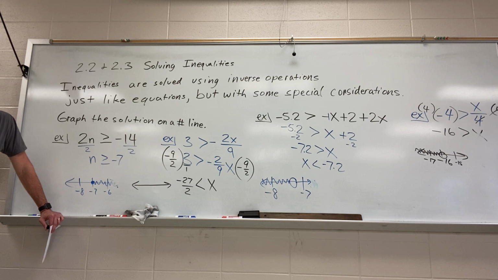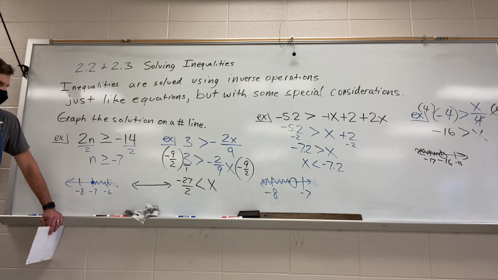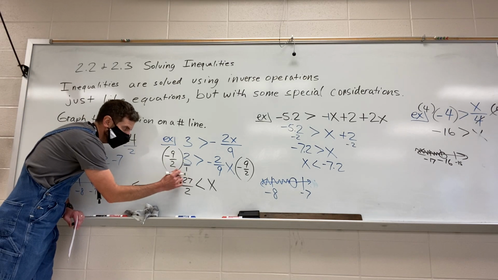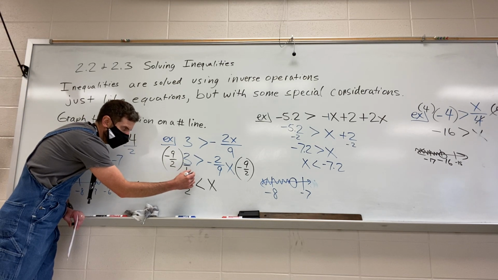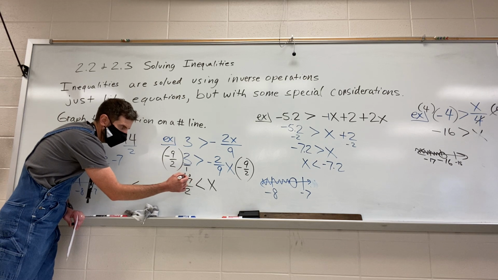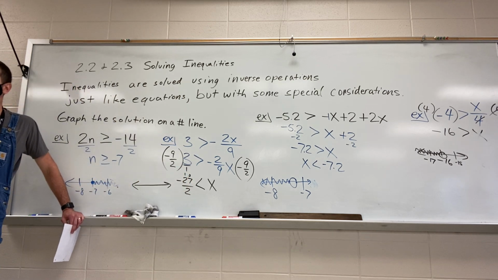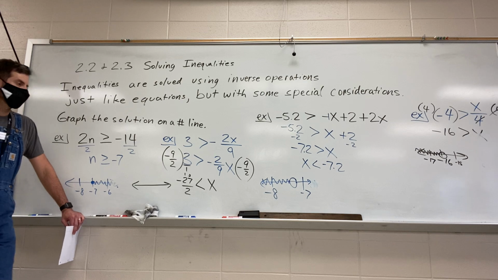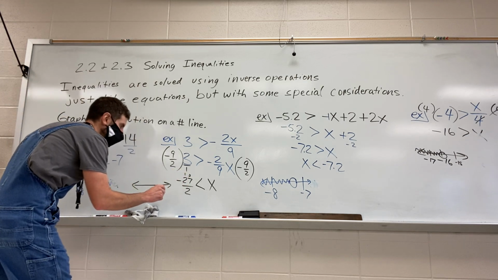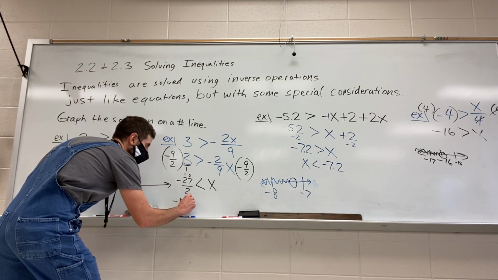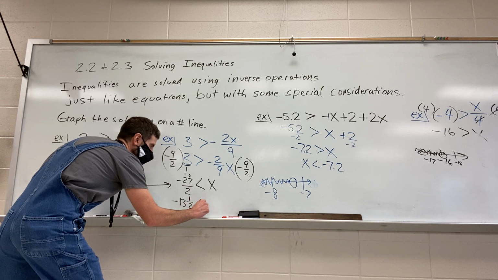Do you guys know how to do that? 13 and a half? So basically, how many times does 2 go into 27? It would go in 13 times, and 13 times 2 gets you 26 and then a remainder of 1. So it's negative 13 and a half. Yep, you got it.